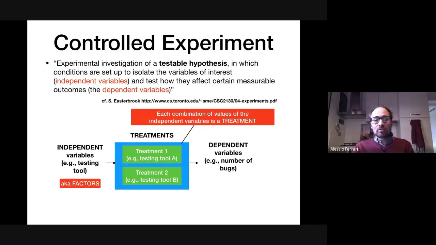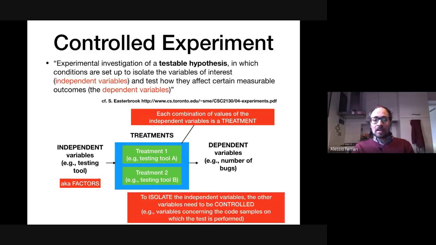So independent variables are also sometimes called factors. The treatments are combinations of values of the independent variables, and the dependent variable is the measurable outcome that I want to observe. So I change something and I want to observe something as output. It is important to consider another part. What I want to do is isolate the independent variables, because I want to see just their effect on the dependent variables.